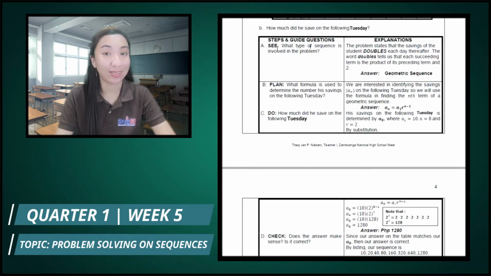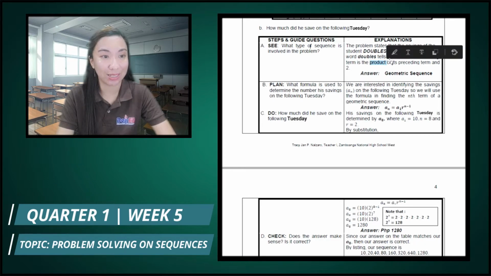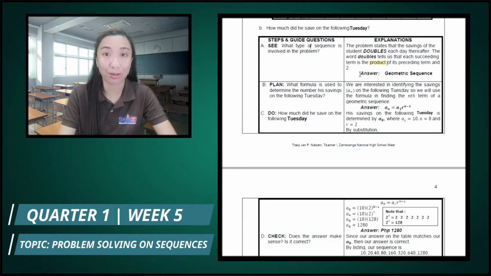So let us proceed with the steps. Step 1, we have C. What type of sequence is involved in the problem? The problem states that the savings of the student doubles each day thereafter. The word doubles tells us that each succeeding term is the product of its preceding term and 2. If we go back to the definition of geometric sequence, we get the next term by multiplying the preceding term to a constant, which is the common ratio. So in this case, we know that the problem is about geometric sequence.